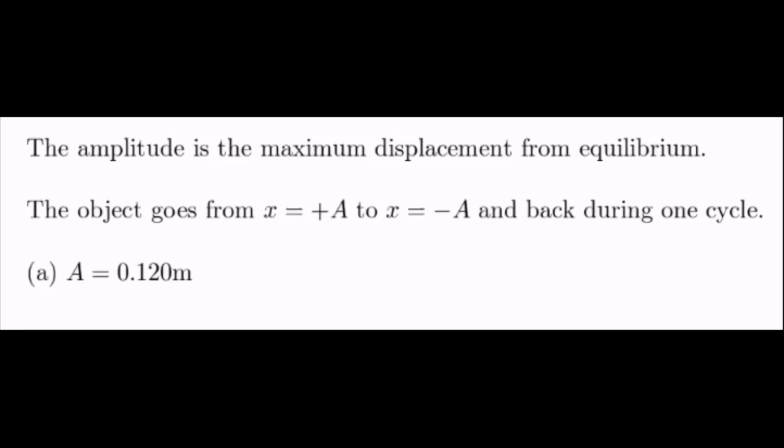Based on the information we read in the book, we know that amplitude is the maximum displacement from the equilibrium. The question states that the object goes from x distance to x distance on the other side and back during one cycle. So our amplitude would be 0.20 meters.